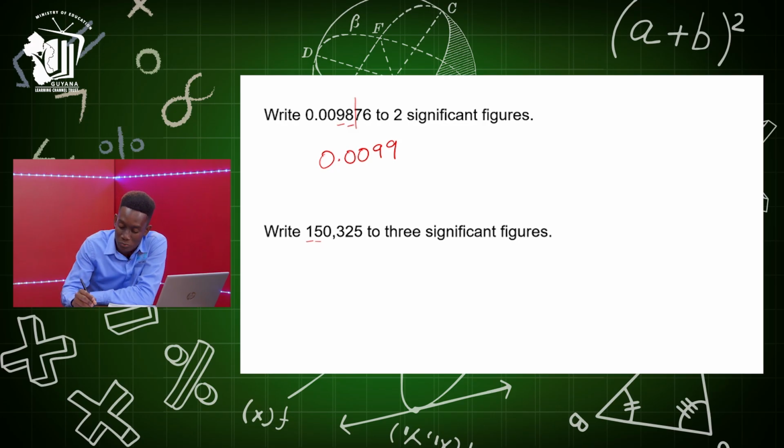So this will be 1, 2, 3. And then we look at the number after where we stop. So the number after that is 3. So this is 4 and less, so we leave the rest as it is. So this will be 150,000.